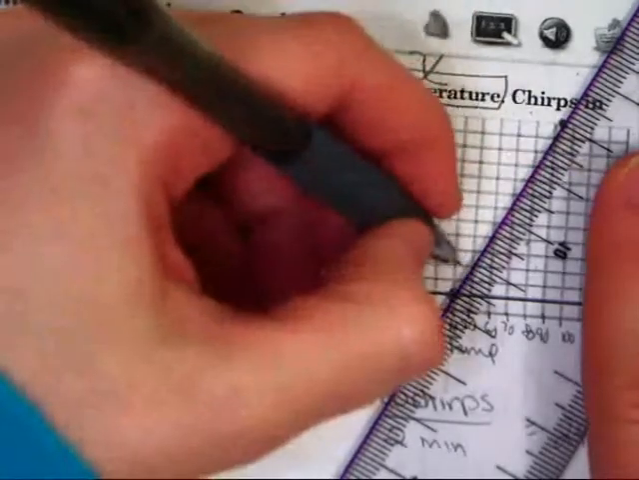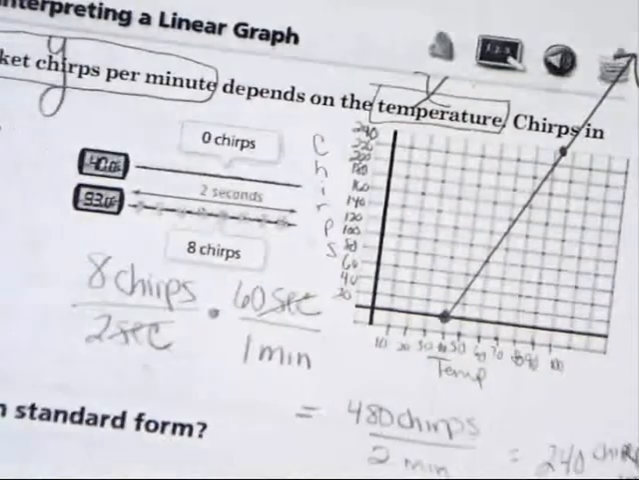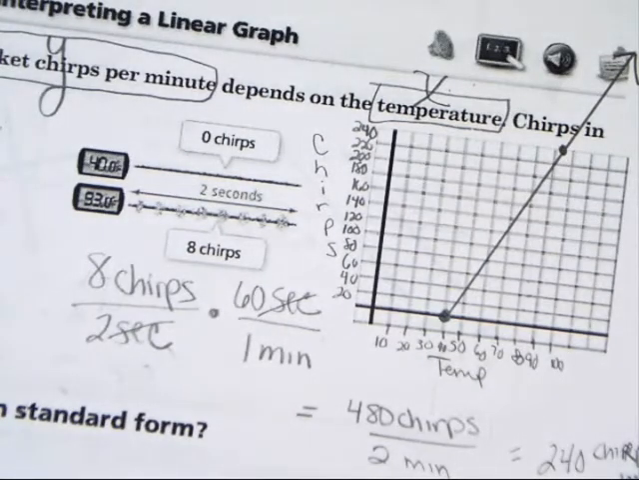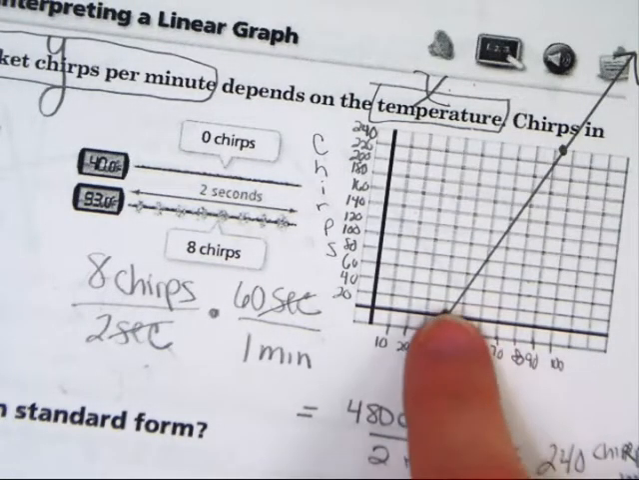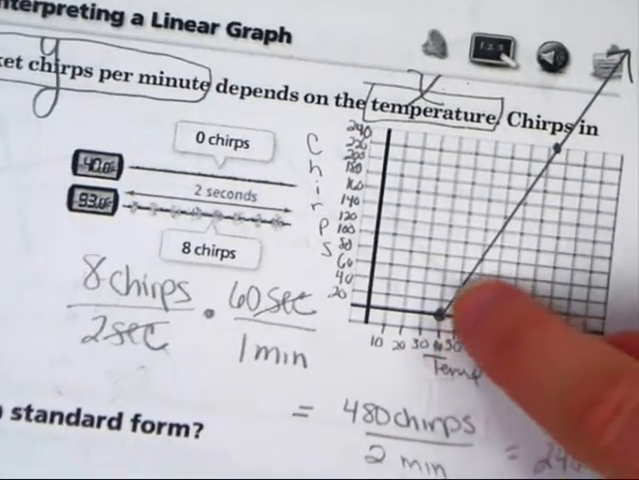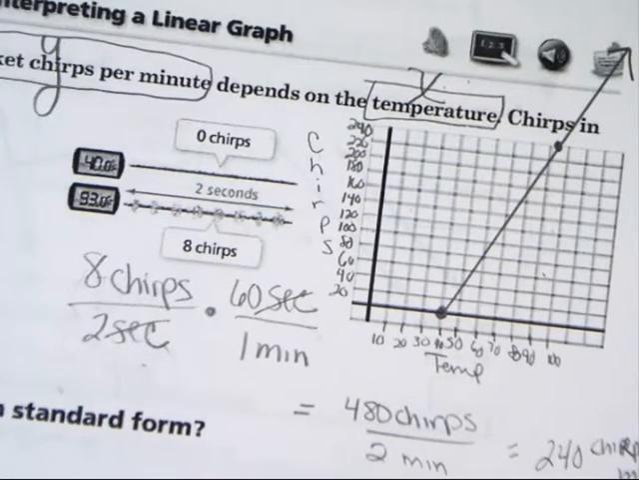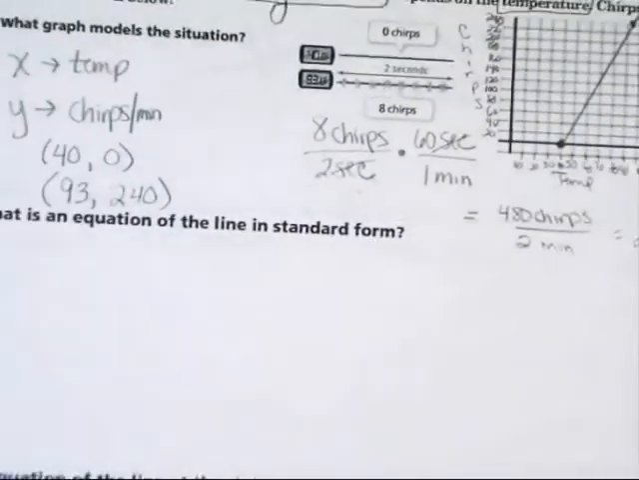We're going to connect them. We won't go any lower than 0 over here because we can't have negative chirps. But you can see how it's a linear equation and it goes uphill. The more chirps as it gets warmer.